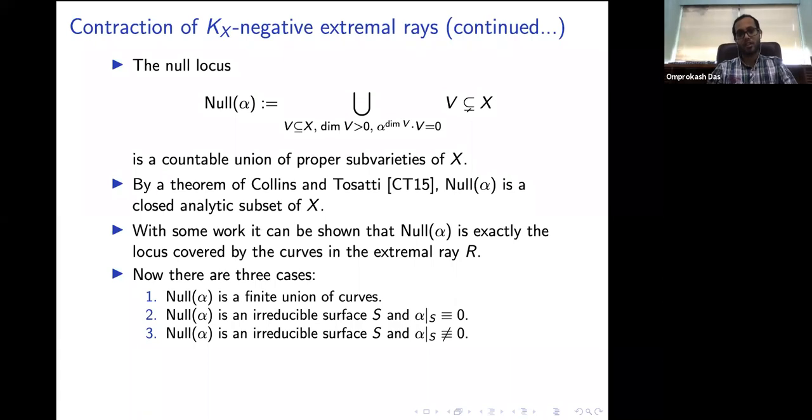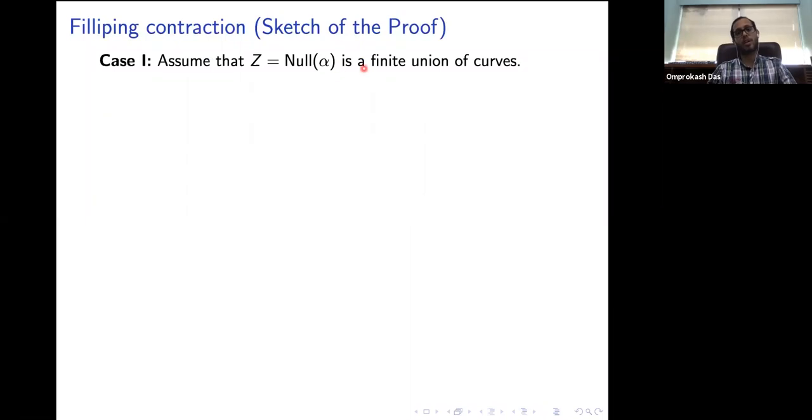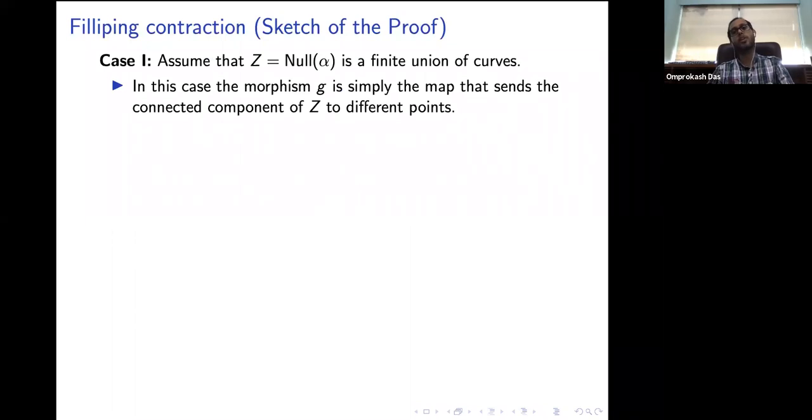Let me show you what you do in these cases. Let's start with the first one, when there are finitely many curves. Let's assume that Z, the null locus of alpha, is a finite union of curves. Remember, we need to use the blowing down theorem. We want to contract this Z, so I need to know that there is a morphism from Z to some target space which satisfies a bunch of properties. So what is that morphism going to be?